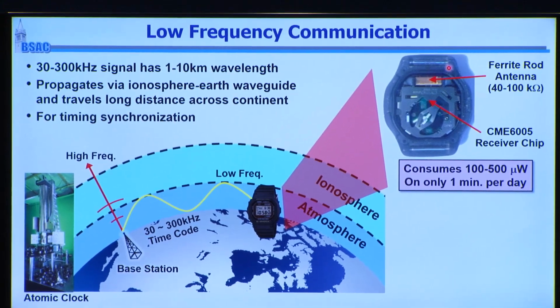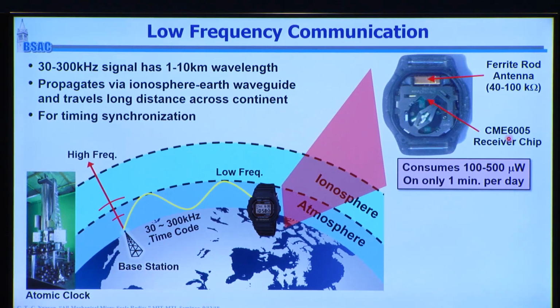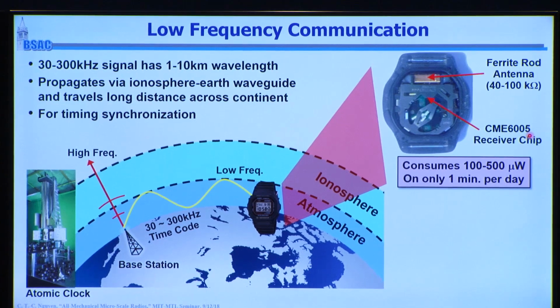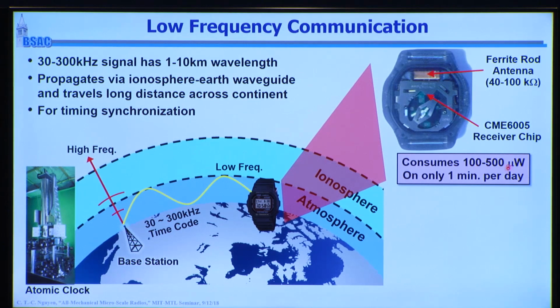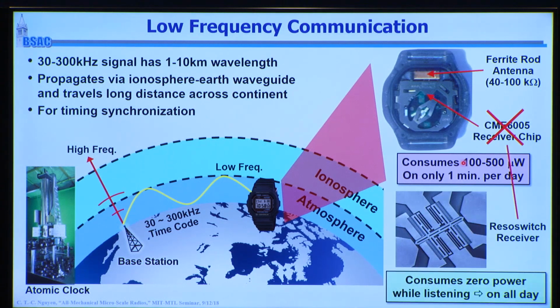Okay, so that picks up the signal. You also have a receiver chip. A popular one is the CME 6005. That consumes about 100 to 500 microwatts. Okay, so if you have this radio-controlled watch, you don't want that on all the time. So this only turns on 1 minute per day, exactly at 1 a.m., because that's when there's the least amount of noise over the atmosphere.